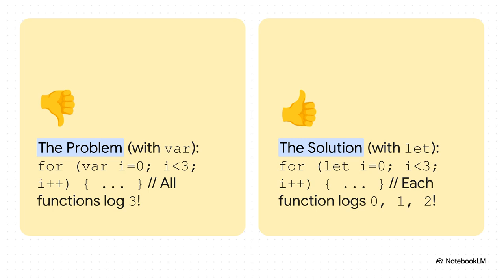Now look to the right. By just swapping var for let, it magically fixes the problem. That's because let is block scoped, so it creates a new separate i for each turn of the loop. Each function gets its own private i to close over.